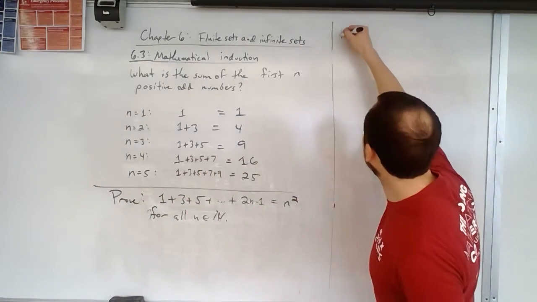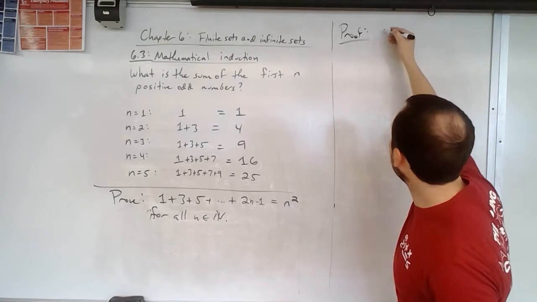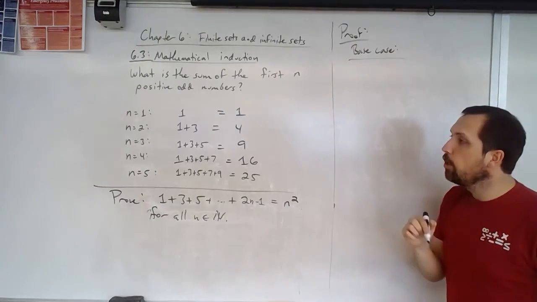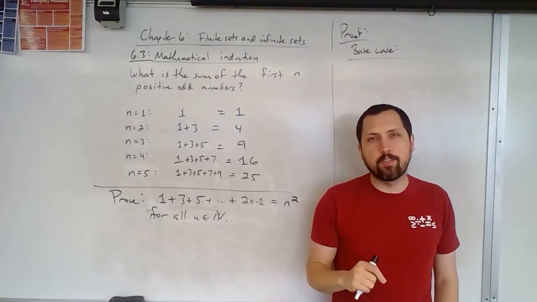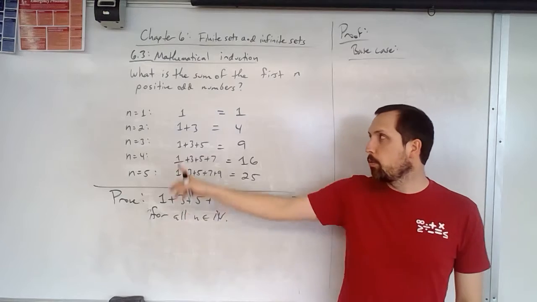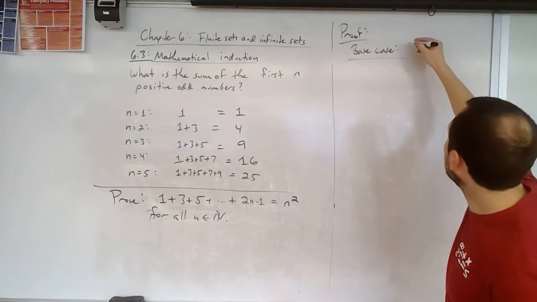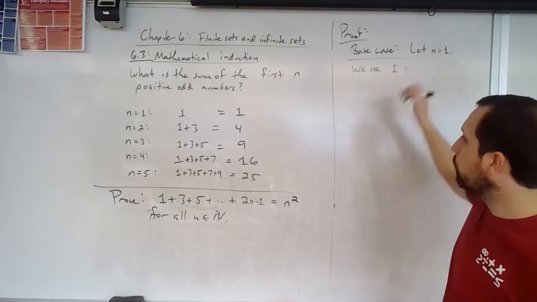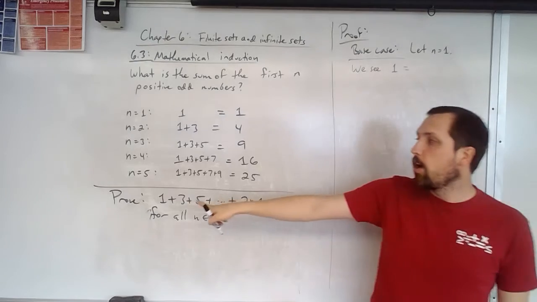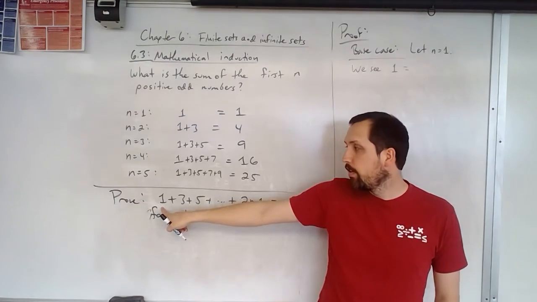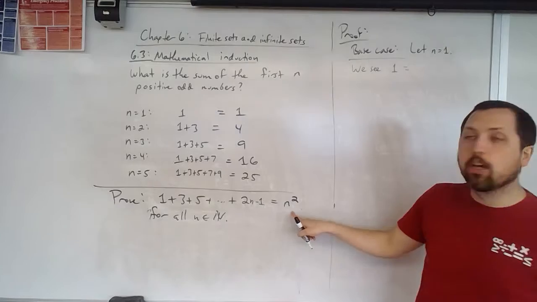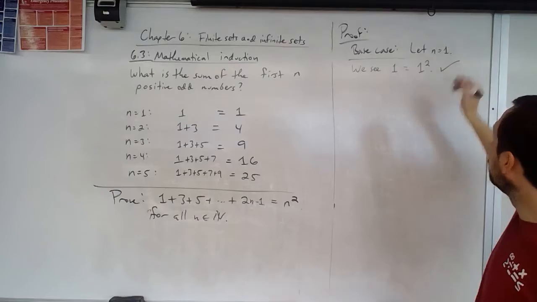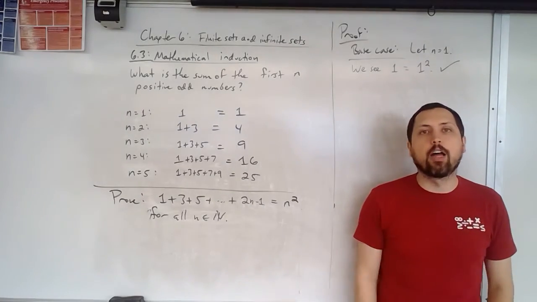So our proof: we're going to start out with a base case. The base case, again, has to be true for the smallest value of n. Obviously, the smallest value of n we're working with is 1. So we will say, let n equal 1. Again, we work with the left-hand side first, which in this case only includes the first number. Then we go to the right-hand side and see whether it holds for n equals 1. So we see 1 is equal to 1 squared. Great. Base case is done. Easy.